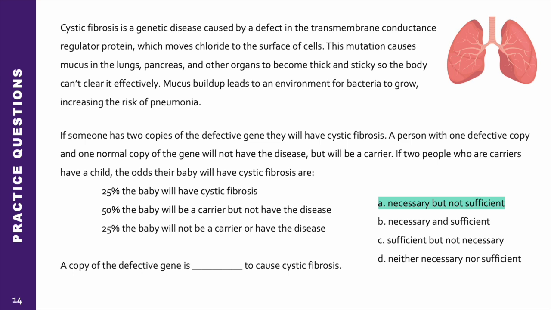Necessary but not sufficient. You need a copy of the defective gene to have cystic fibrosis, but if you only have 1 copy, you won't have the disease, you'll be a carrier. No one who doesn't have a defective copy of the gene can develop cystic fibrosis. 2 copies of the defective gene are necessary to cause cystic fibrosis.